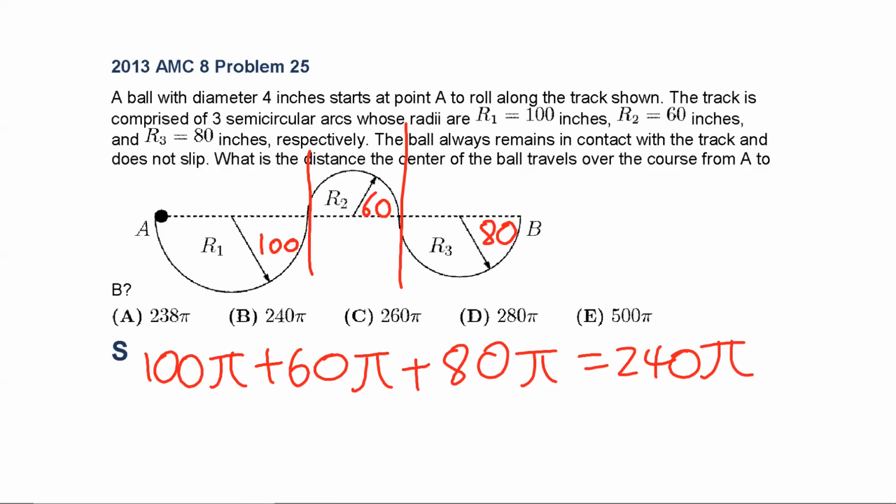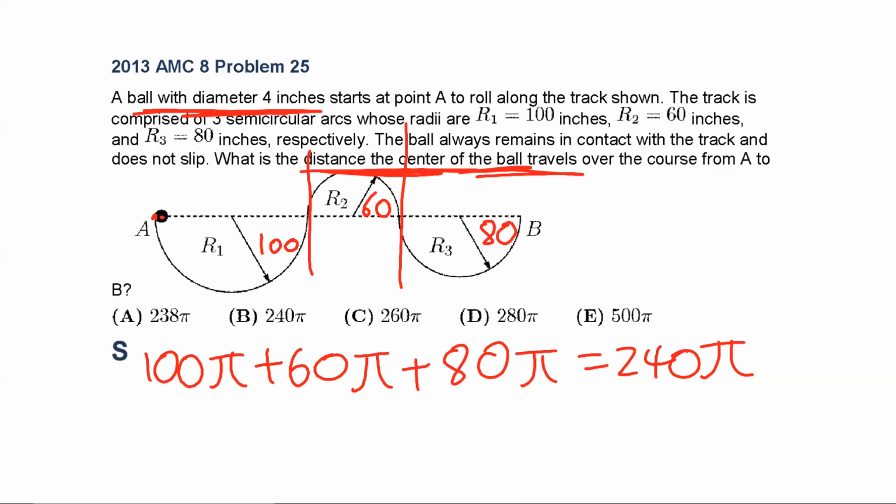But unfortunately, this is actually the incorrect answer, because if you look closely at the problem, they're asking the distance the center of the ball travels. What we calculated, this distance here tracing out exactly the semicircles, is actually the distance that this tip of the ball travels. The center of the ball is in a different place, because they tell you that the ball has diameter of 4 inches.